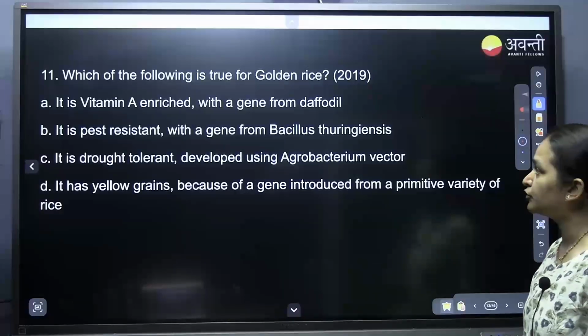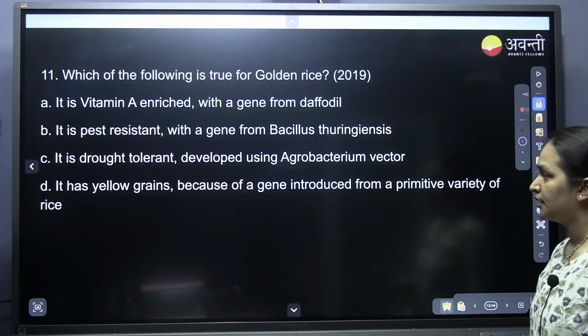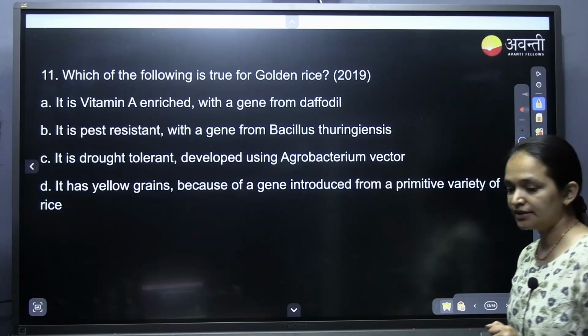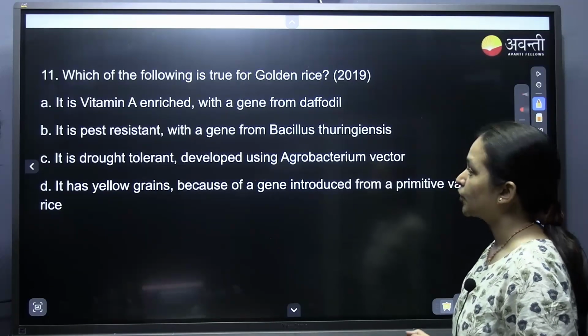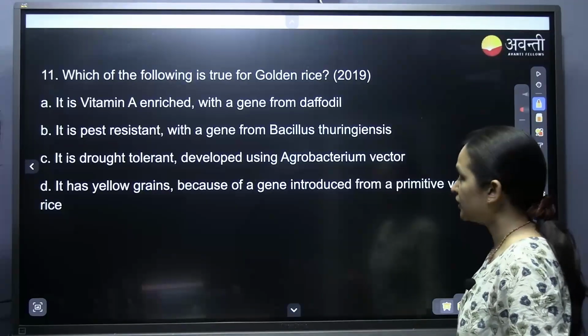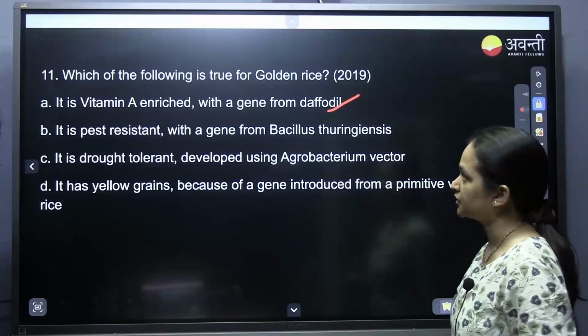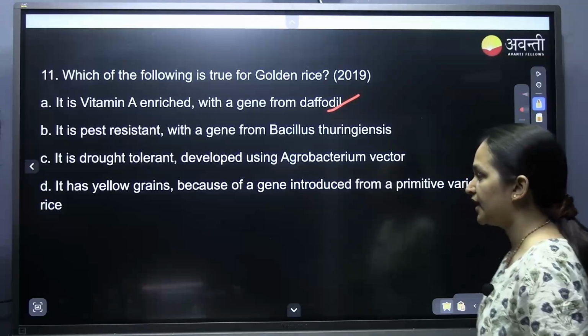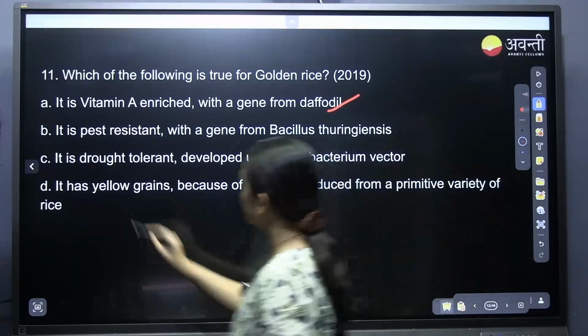Which of the following is true for golden rice? It is vitamin A enriched with a gene from daffodil. Yes, this is the correct answer. Okay, A is the correct answer. Very good.